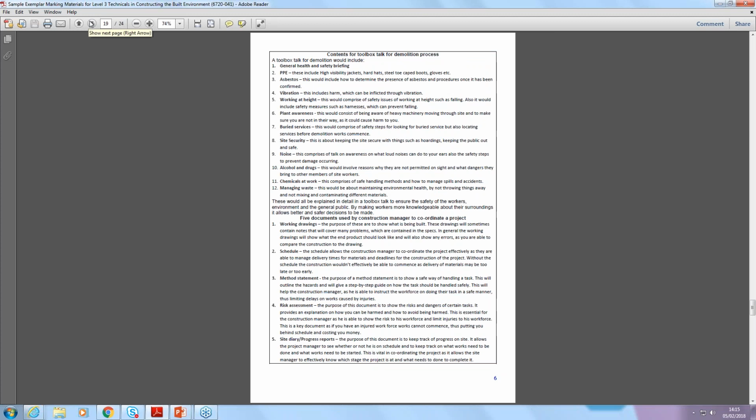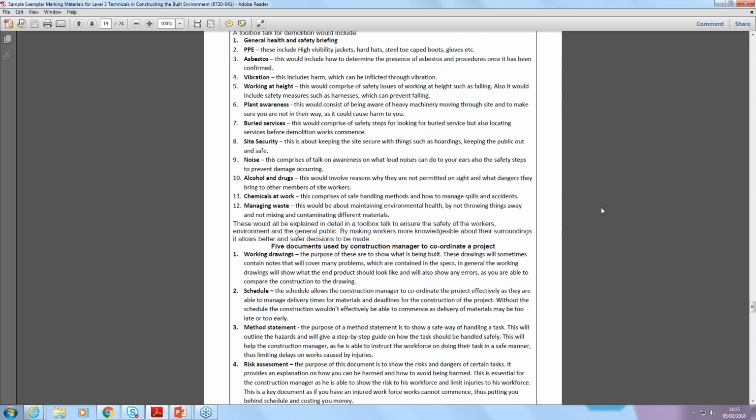And I think the last example, but very similar to the others there, on where we can show understanding, is the 5 documents used by the construction manager to coordinate a project. And it's talking about schedules, and it said the schedule allows the construction manager to coordinate the project effectively, as they're able to manage delivery times for materials and deadlines for the construction of the project. Without the schedule, the construction wouldn't effectively be able to commence, as delivery of materials may be too late or too early. Again, it's about just demonstrating the understanding of what that schedule is doing.